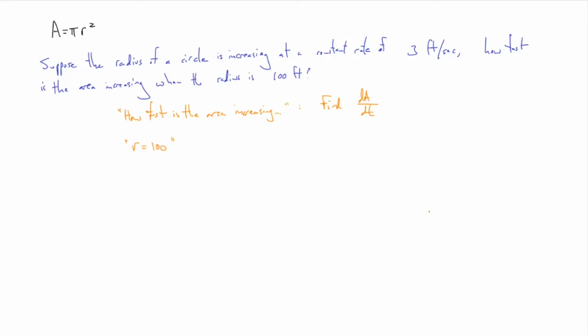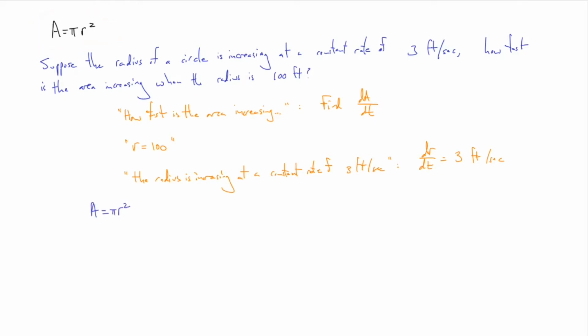Well, one of them is that the radius is 100 feet. And the other is that the radius of the circle is increasing at a constant rate of 3 feet per second. Or in calculus terms, dr/dt, the rate of change of the radius, is equal to 3 feet per second. All that's left is to put this information together so that we can find dA/dt, and the key to that is this equation right here that relates the area to the radius.